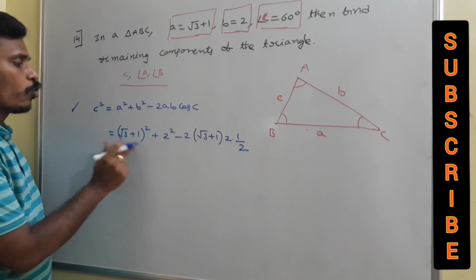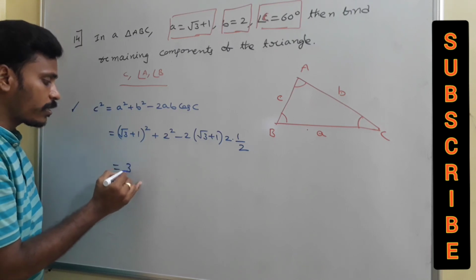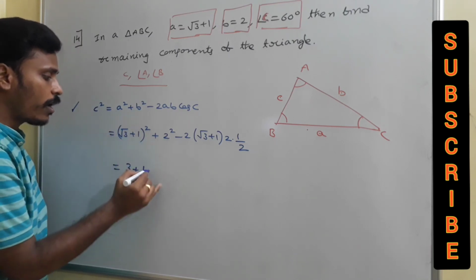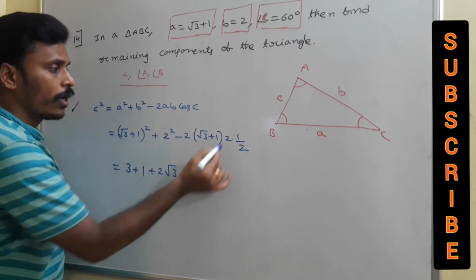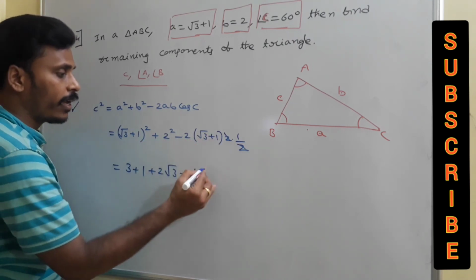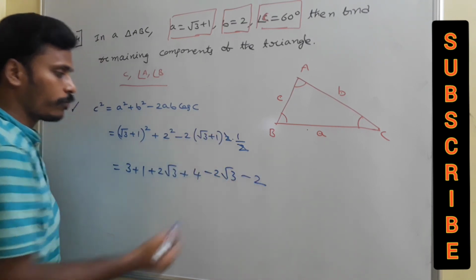Now simplify it here. Root 3 plus 1 whole square, like a plus b whole square. Root 3 square is 3, plus 1 square is 1, and plus 2ab is 2 root 3. And plus 2 square is 4. Here 2 and 2 will get cancelled. Again minus 2 root 3 and 2 into 1 minus 2.